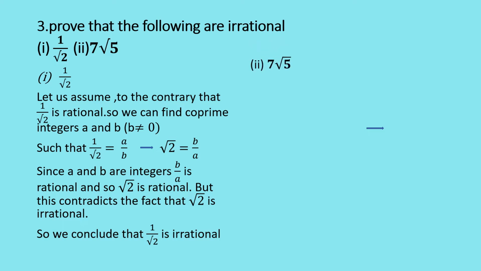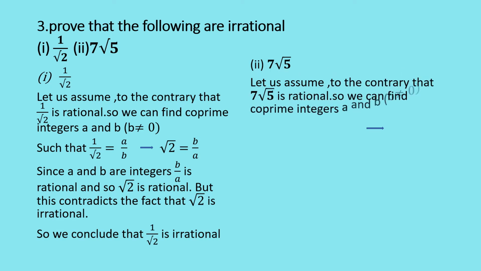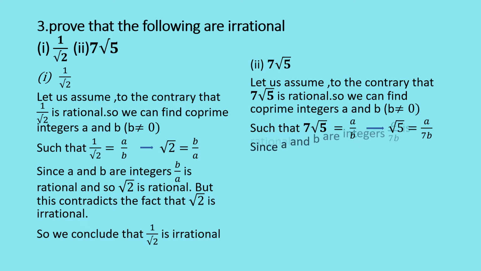Moving to question number 2, 7 root 5. So same as the previous one, you assume to the contrary that 7 root 5 is rational. So you can find two coprime integers a and b not equal to 0. Then you can write 7 root 5. Since we have taken it as a rational number, you can write it as 7 root 5 equal to a upon b. From that, you can write root 5 equal to a upon 7b.